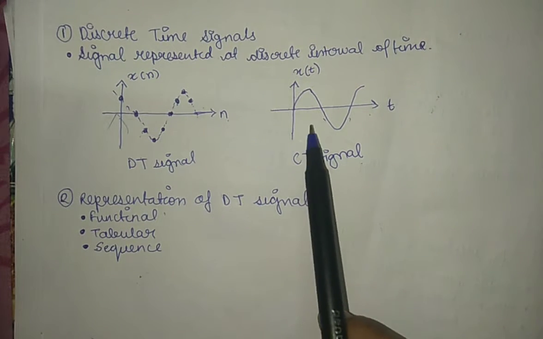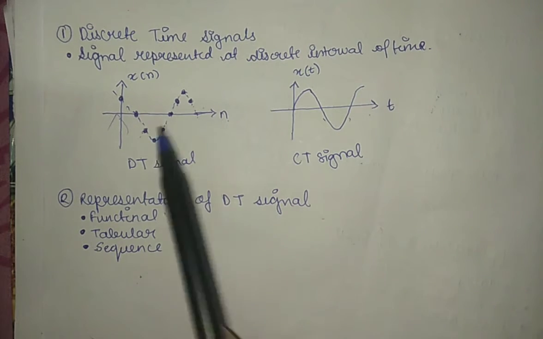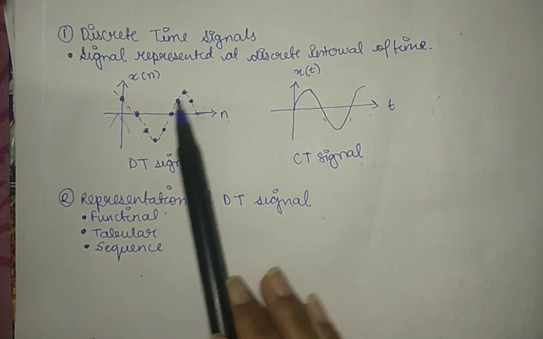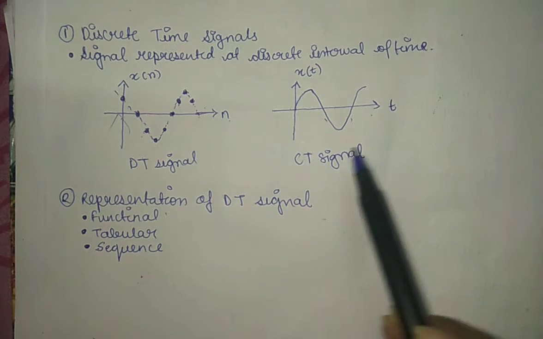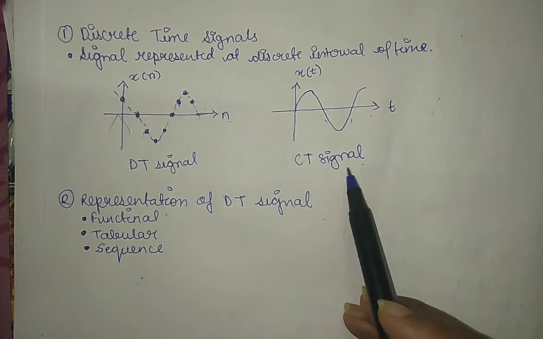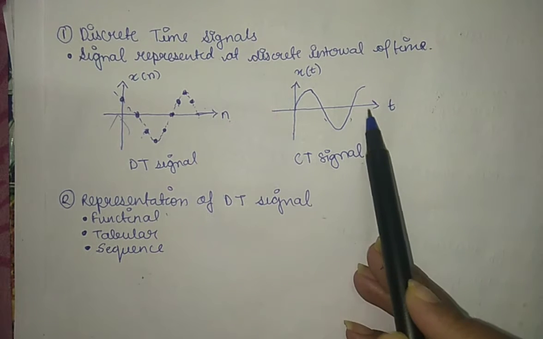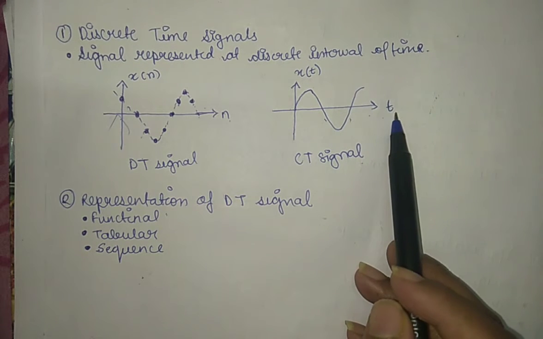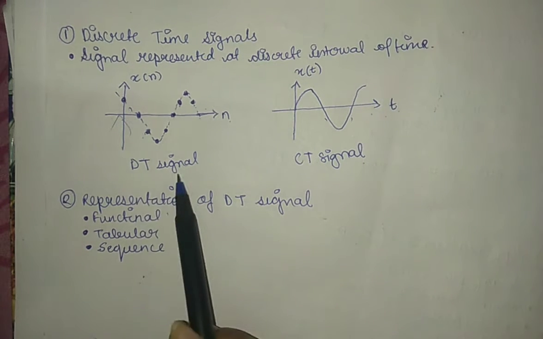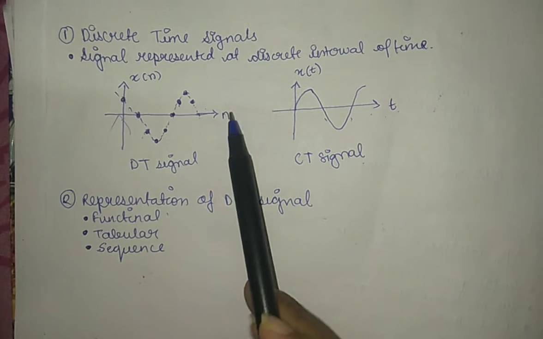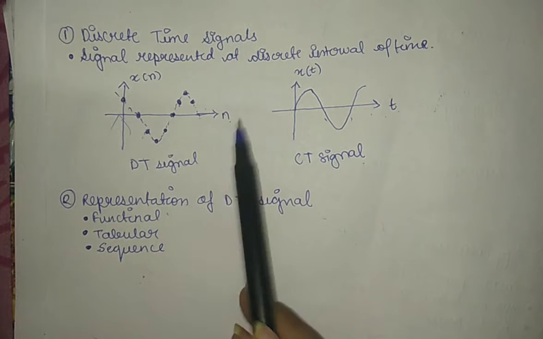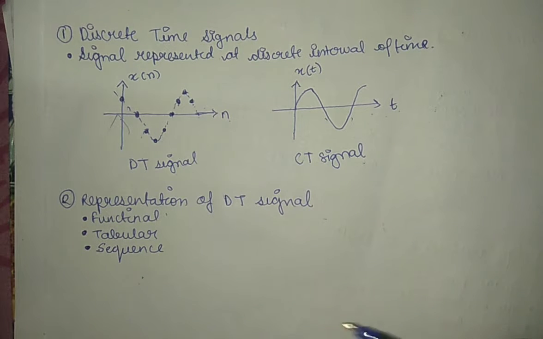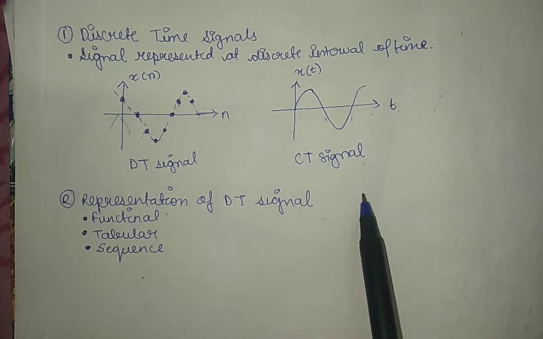The difference between them is that one is continuous and the other has discrete, individual values. You have to keep in mind that when you are showing the continuous time signal, the x-axis, that is time, is represented as t, and if it is a discrete time signal then it is represented as n. So I hope you understood the discrete time signal. Now let us see how it is represented. So, representation of the discrete time signals.